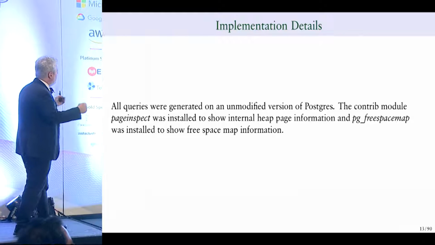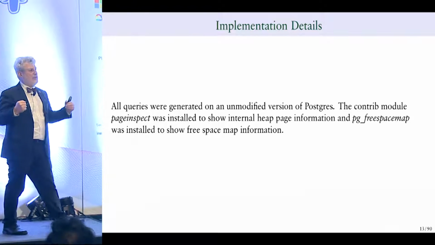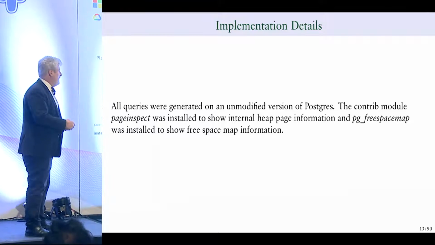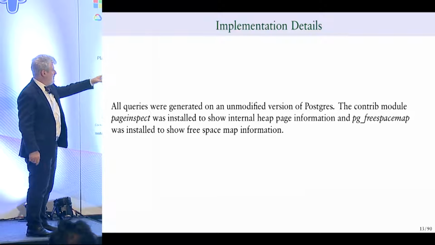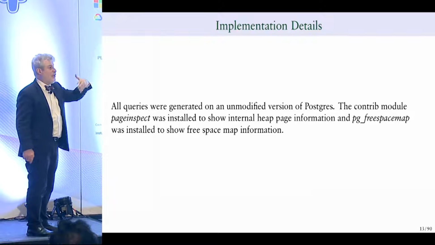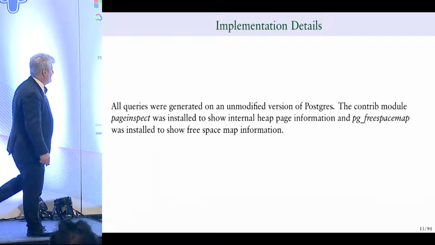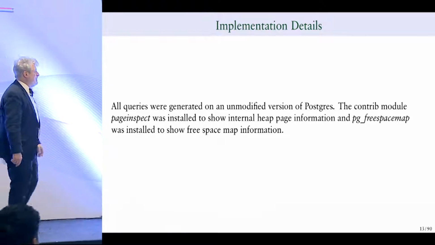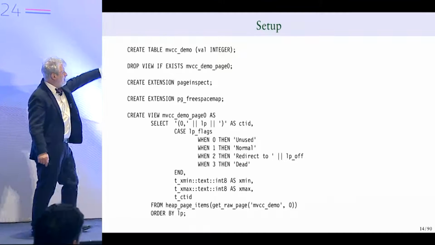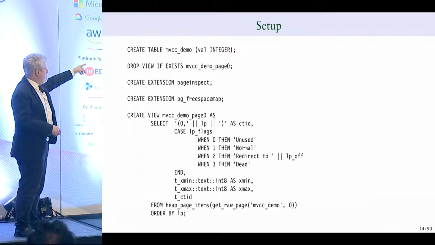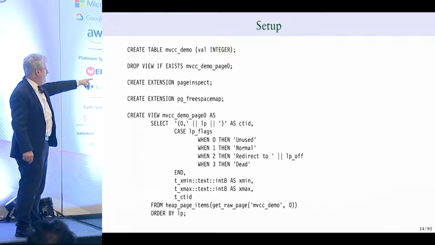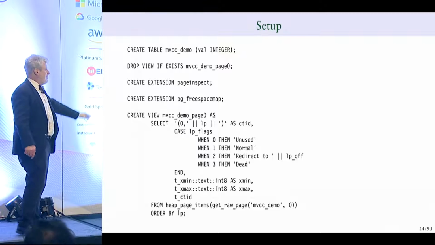Okay, so let's talk about implementation. How do we implement this inside of Postgres? We're actually going to install some extensions and look inside to actually see this thing. I'm going to install pageinspect and pg_freespacemap. So I create a table called mvcc_demo, I load pageinspect, I load the free space map, and I create a little function here.